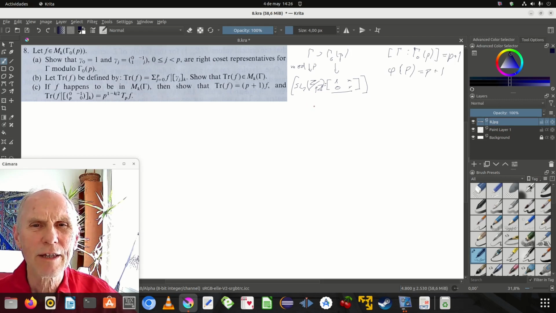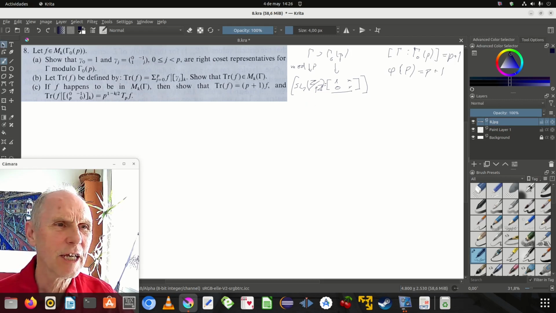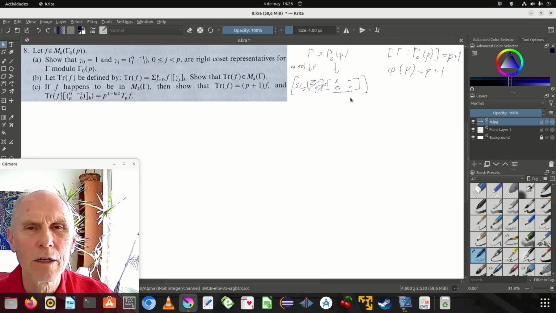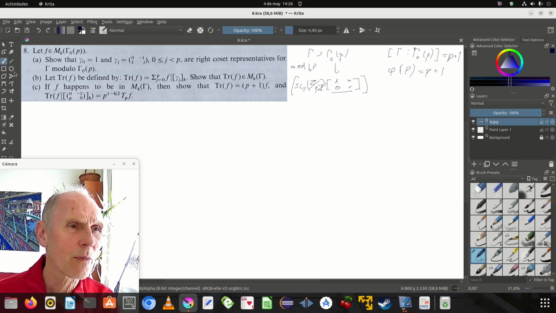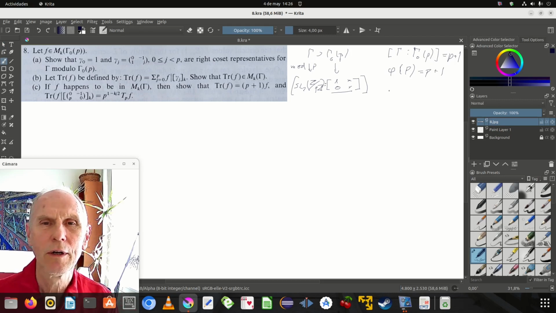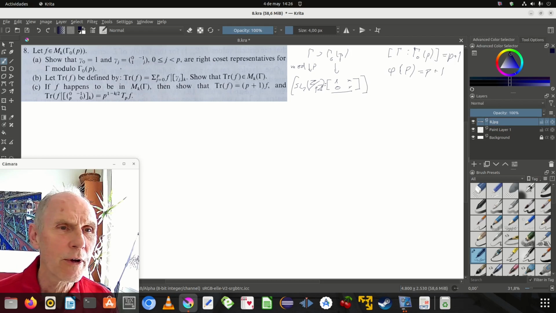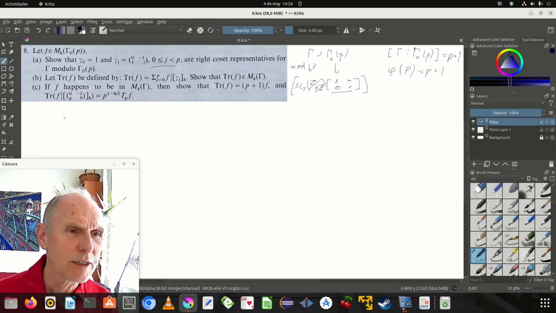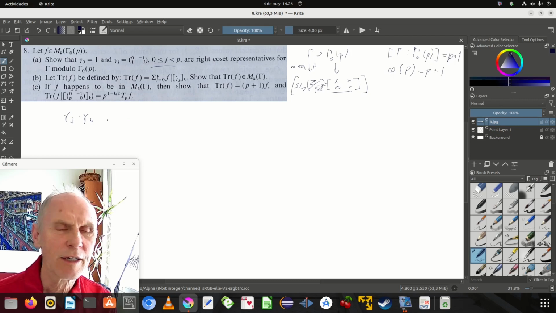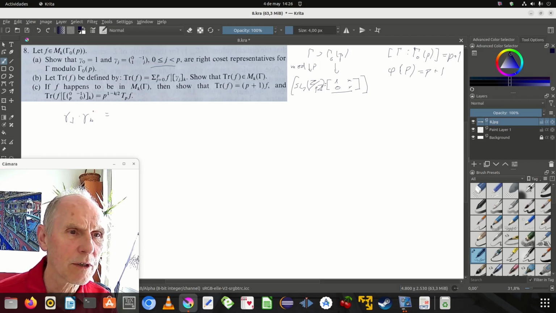And then, did I at the time argue that these indices are the same? Really? Well, never mind. Well, I can say it depends upon the map being onto. Then it should be pretty easy to see. And we have P plus 1 candidates here. So let's see if gamma j times gamma k inverse may lie in gamma naught of P.